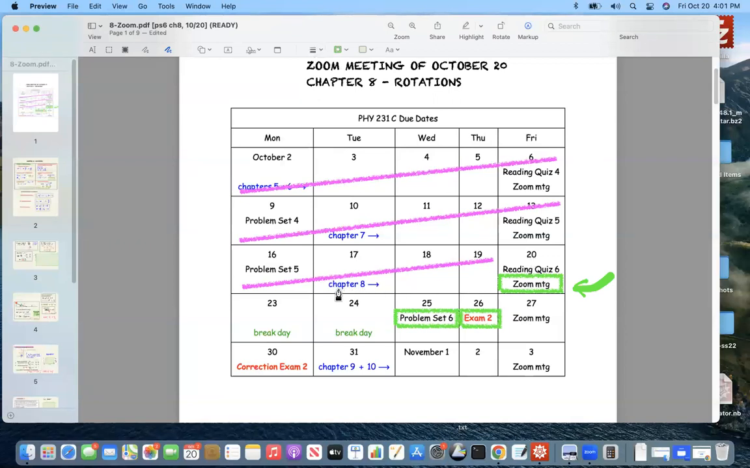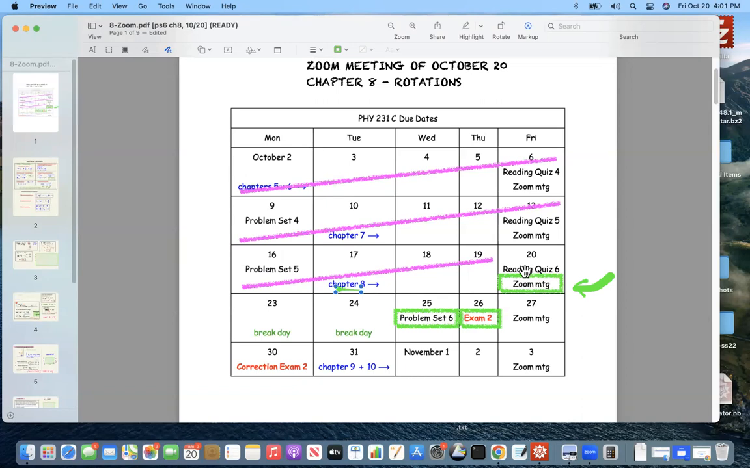That's that chapter on rotations. We've talked about lots of general principles of motion, and last week was an example, oscillations. And this week is another example, rotations.